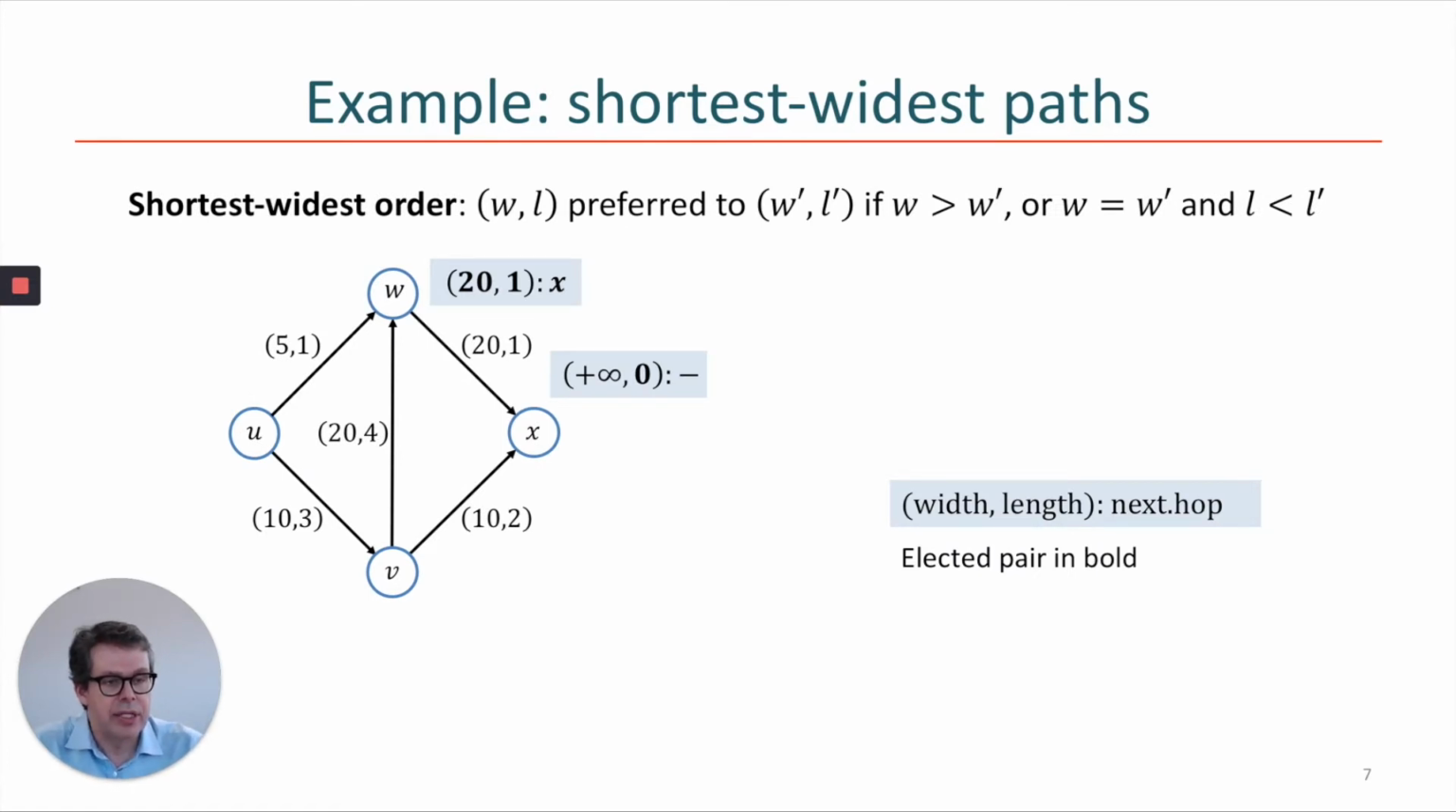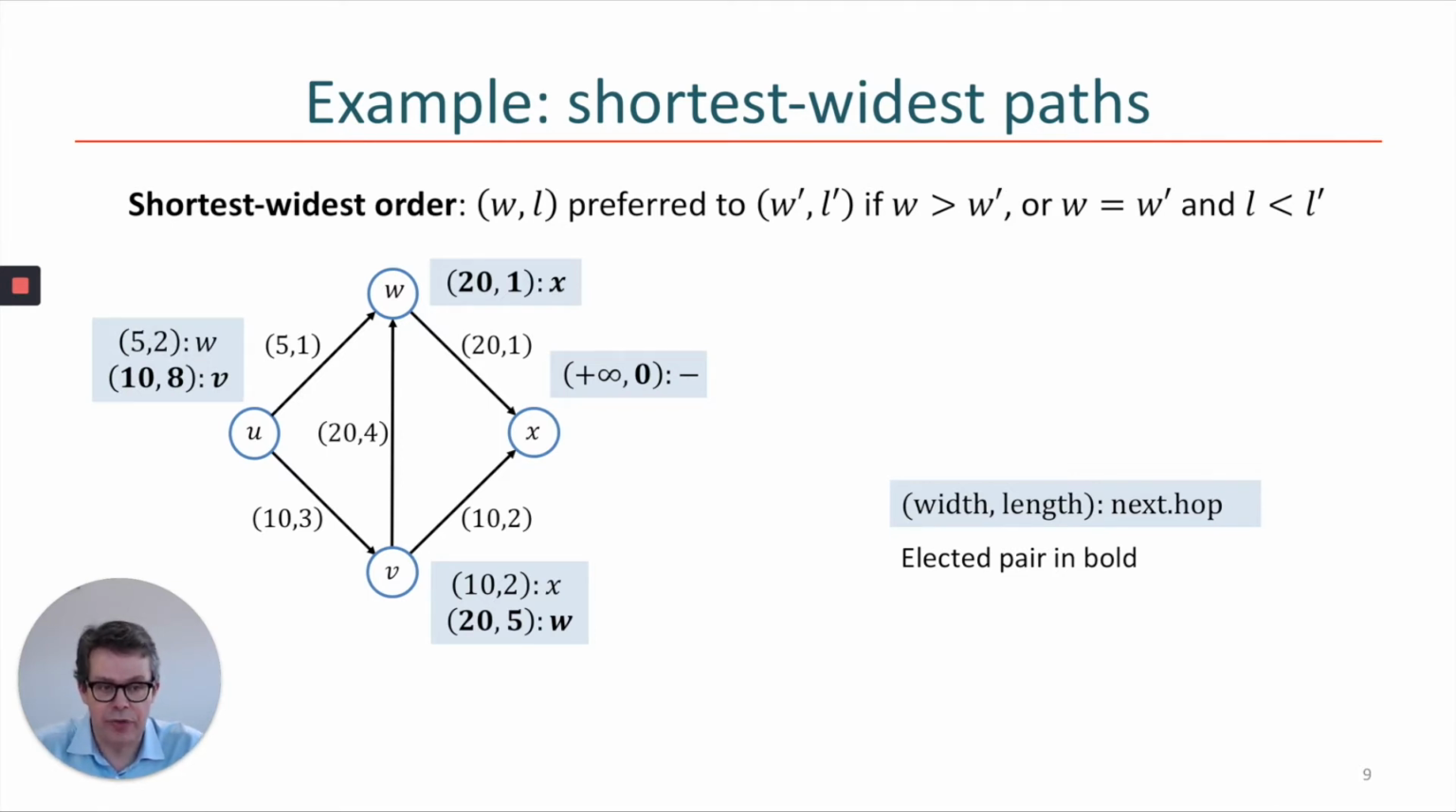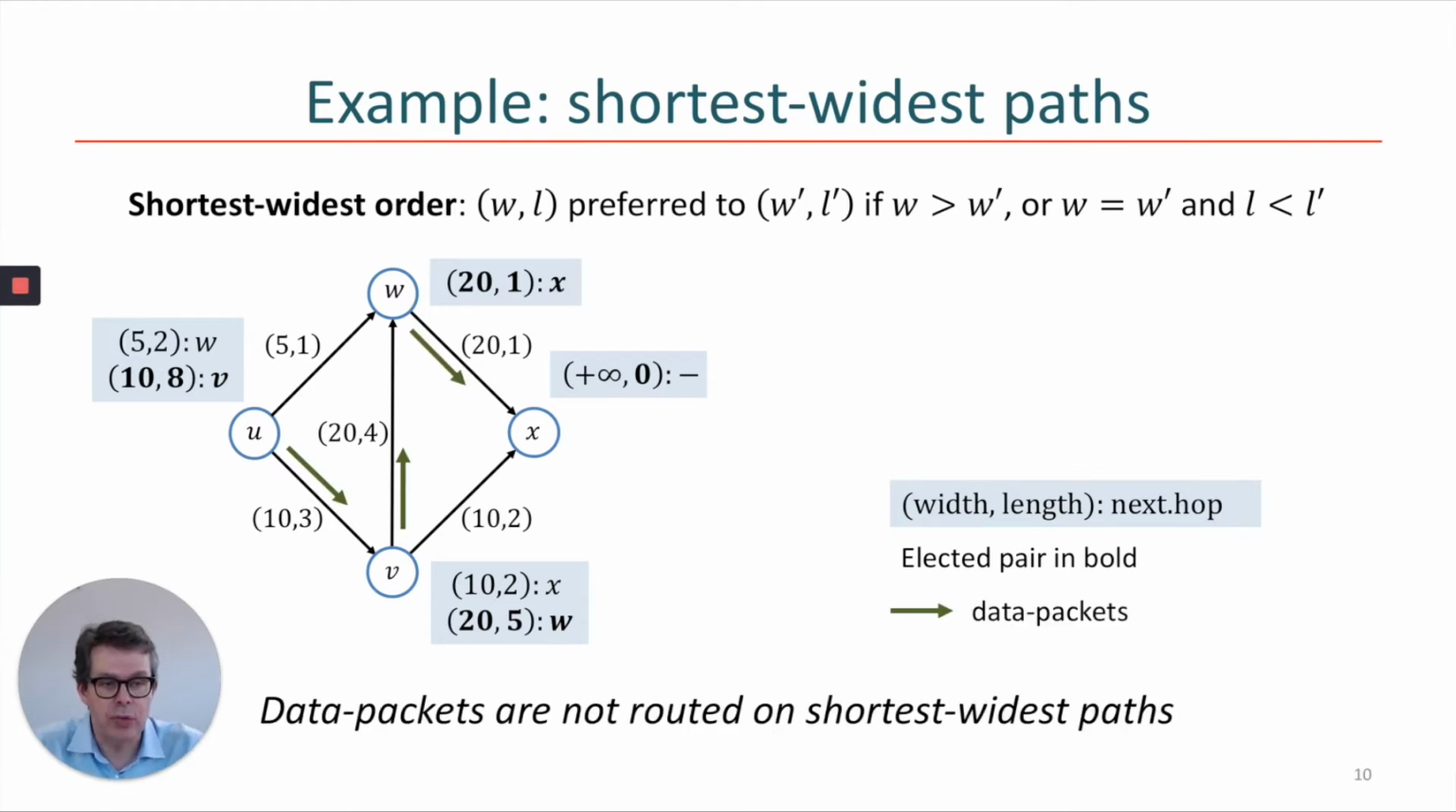Destination X initiates the vectoring protocol computation by advertising infinity, 0 to node W. Thus, W learns 20,1 from X. Node V learns 10,2 from X, and it learns 20,5 from W. On account of its greater width, 20,5 is selected at V and advertised to node U. Node U learns 20,8 from V, which is the extension of 10,3 with 20,5, and it learns 5,2 from W. Node U forwards data packets to V, which forwards them to W, which forwards them to X, and data packets travel along path UVWX, which is not the shortest widest path from U to X.